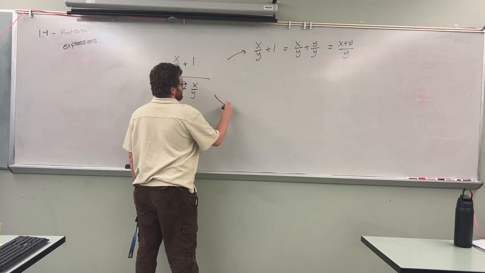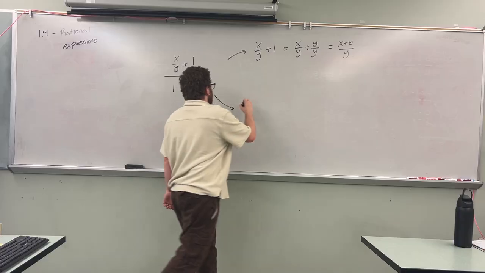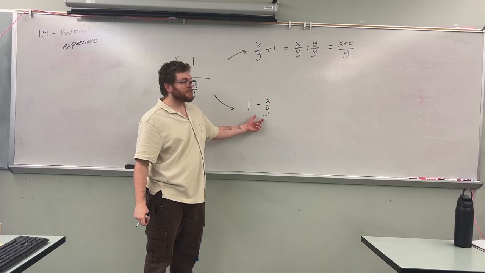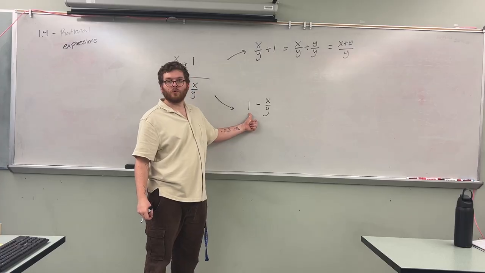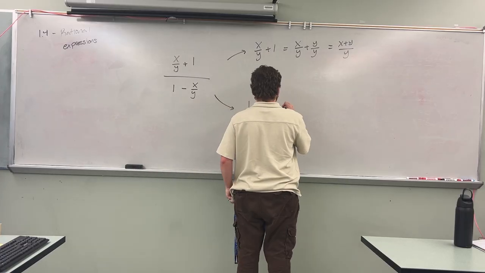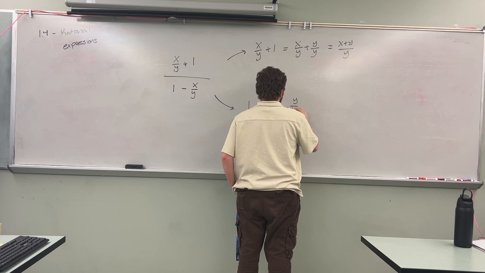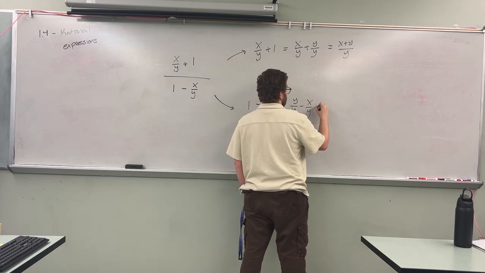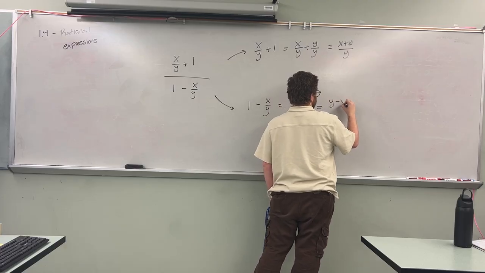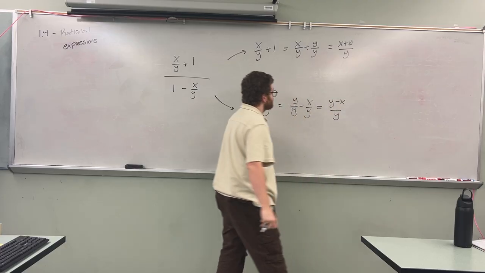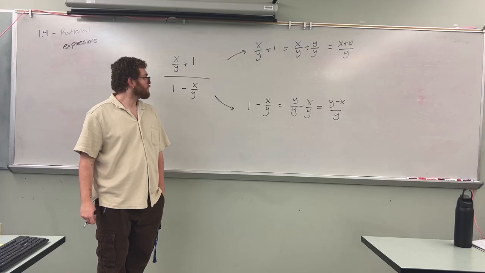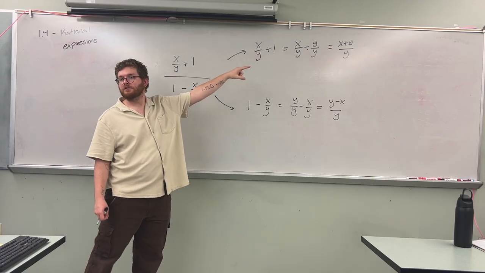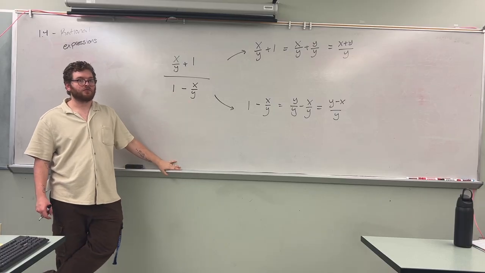I can do the bottom part the same way. I have 1 minus x over y. I want to get the same denominator, so I'm going to make this y over y. Y over y minus x over y. And since they're over the same denominator, I can write it as one fraction. So I converted the top function into just one fraction and the bottom function into just one fraction.